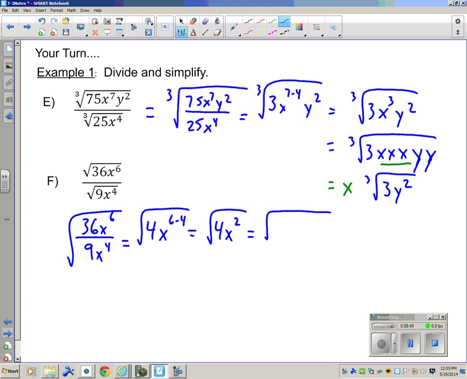Or I could break it down. 2 times 2, x times x. Grouping, grouping. I get a pair there, and I got a pair there. So I end up with 2x. Or some of you, again, like to think square root of 4 is 2, square root of x squared is x, and you'll tell me it's 2x right away. Again, it's up to you how you like to do that.